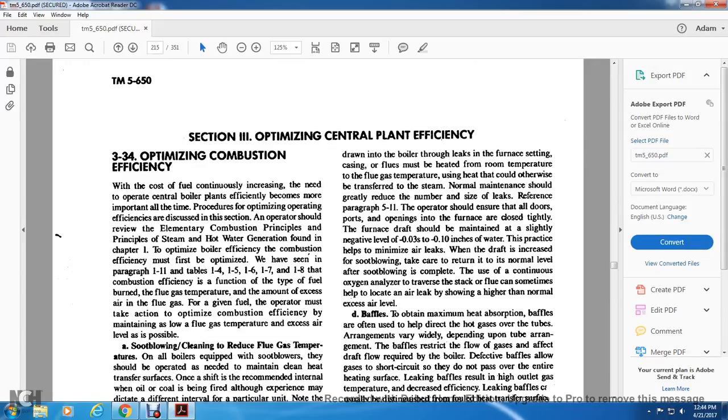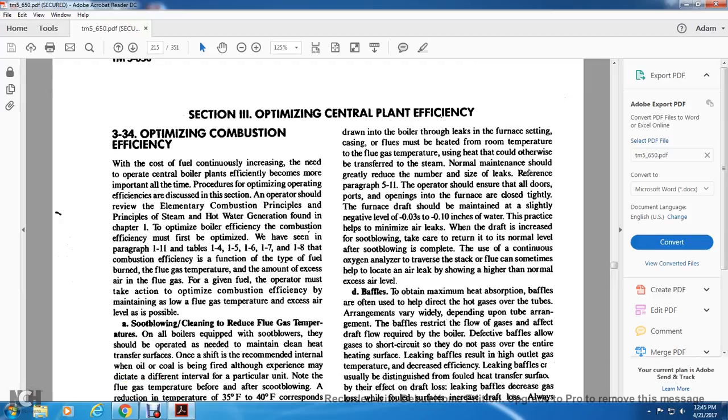Operators shall review the elementary combustion principles and the principles of steam and hot water generation found in Chapter 1. To optimize boiler efficiency, combustion efficiency is the first to optimize. We have seen in paragraph 1.1.14, Tables 1.4, 1.5, 1.6, 1.7, and 1.8, that combustion efficiency is a function of the type of fuel, the flue gas temperature, and the amount of excess air for the given fuel. The operator must take action to optimize the combustion efficiency by maintaining a low flue gas temperature and as low an excess air level as possible.